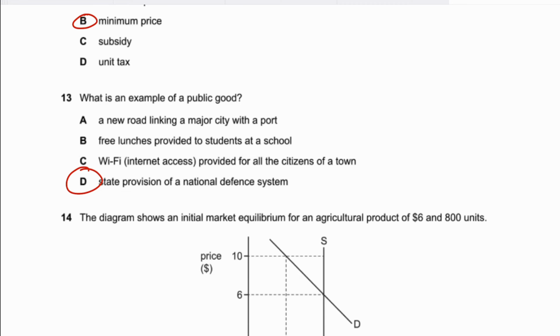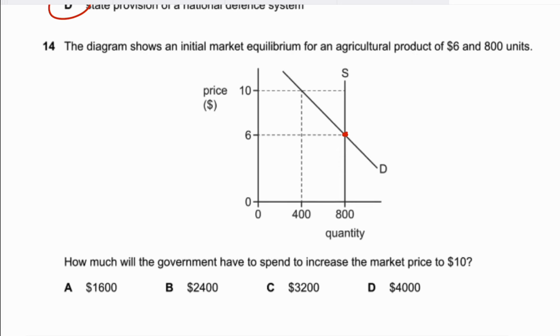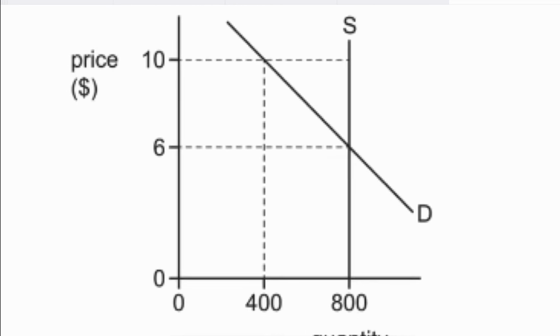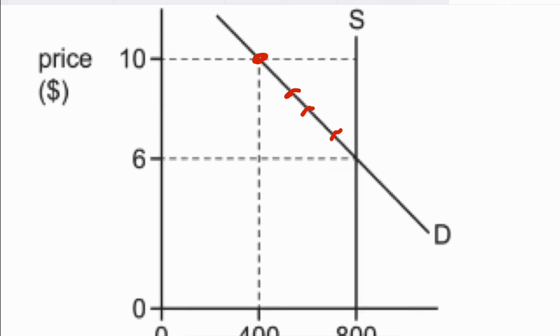The next question 14, is a repeated question from the past papers. It says the diagram shows an initial market equilibrium for an agricultural good of $6 and 800 units. And so this is your original equilibrium at 6 and 800 units. And let's say that the government wants the market price to go up to $10. And this price should be maintained at $10, and the government would somehow need to intervene, because at $10, what's happening is that the market demand contracts to 400, right? While quantity supplied at $10 is 800.